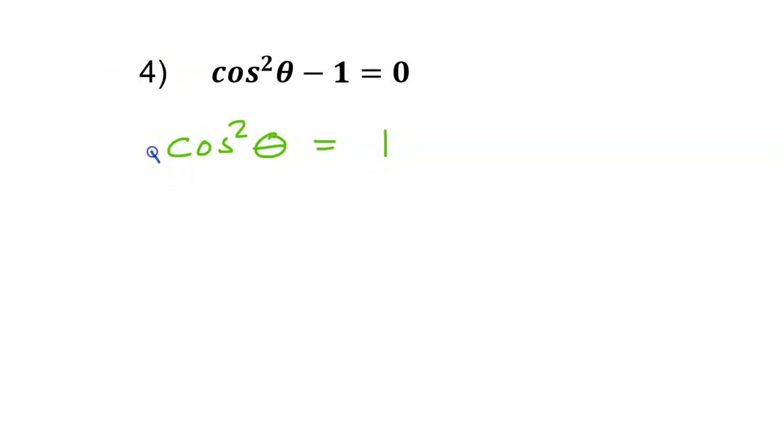I think I'll show it just this once. I want to unsquare this and leave this as just a plain old cosine. But to unsquare things, we use the square root. Please don't forget that whenever you take the square root of both sides of an equation, the solution can be positive or negative. So now we have cosine theta equals plus or minus 1.